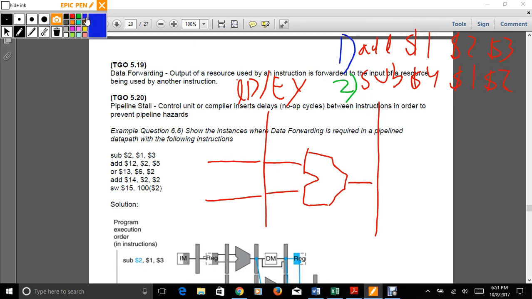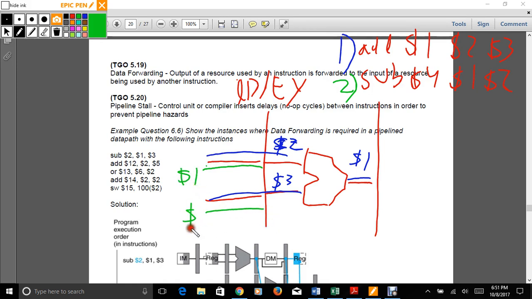So here in blue, what's going to happen is I'm going to get the value of 2 and 3 here. I'm going to calculate the value that should be on register 1. At the same time, I'm putting the value of 1 and 4.